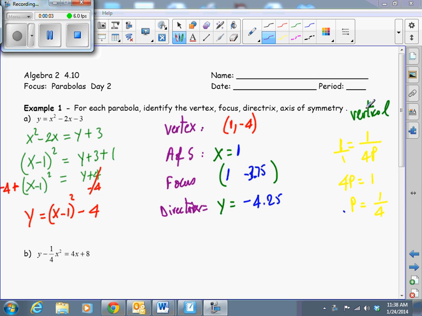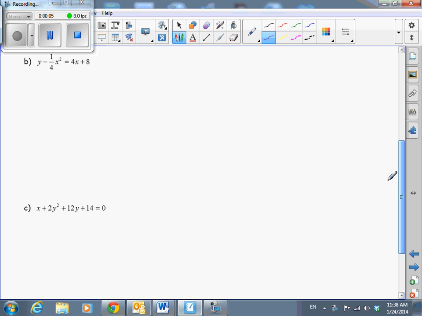All right, let's look at B now. On B, we have y equals negative 1/4 of x squared, y minus 1/4 of x squared equals 4x plus 8. Erica, you say it was? A parabola. Horizontal or vertical? Vertical, because we have y alone there. So, the first step is to complete the square.